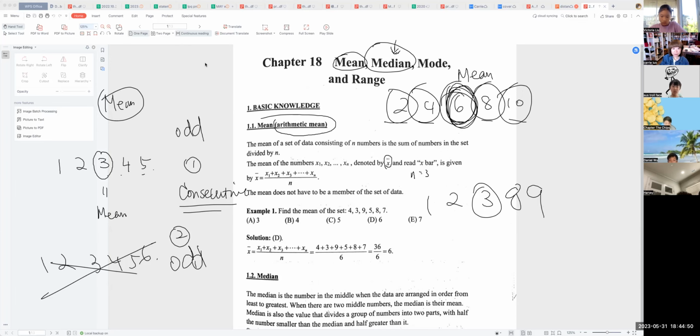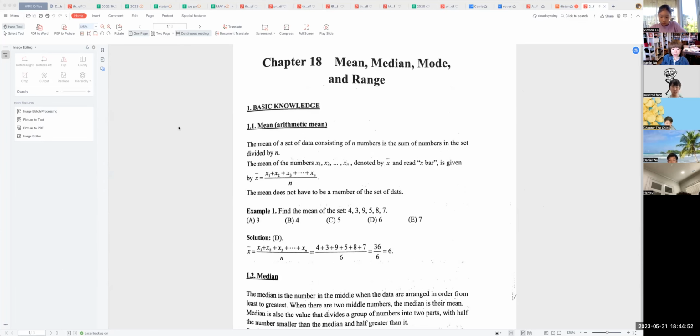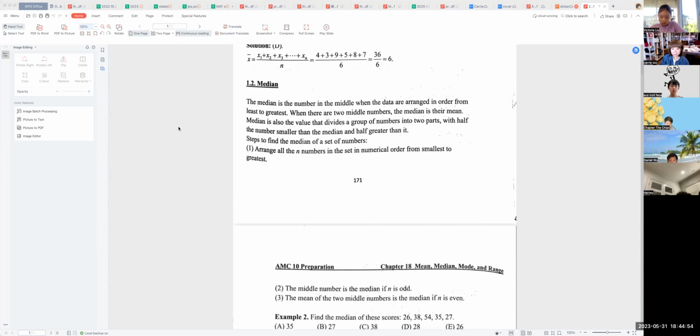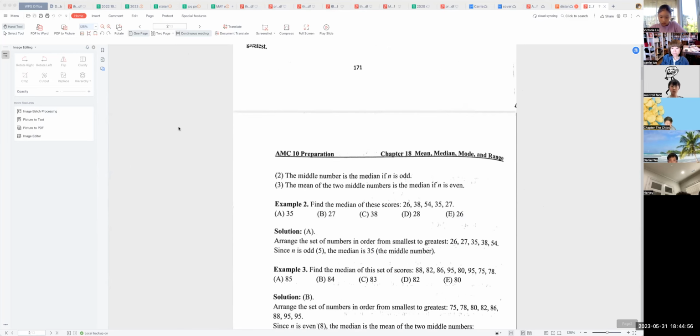Okay, so that's the thing. When we're talking about the median, the middle number is the median if n is odd. The mean of the two middle numbers is the median if n is even. So for instance, we have 1, 2, 4, 5, 9, 10. For these 6 numbers, the median will be 4 plus 5 divided by 2, which is 4.5.